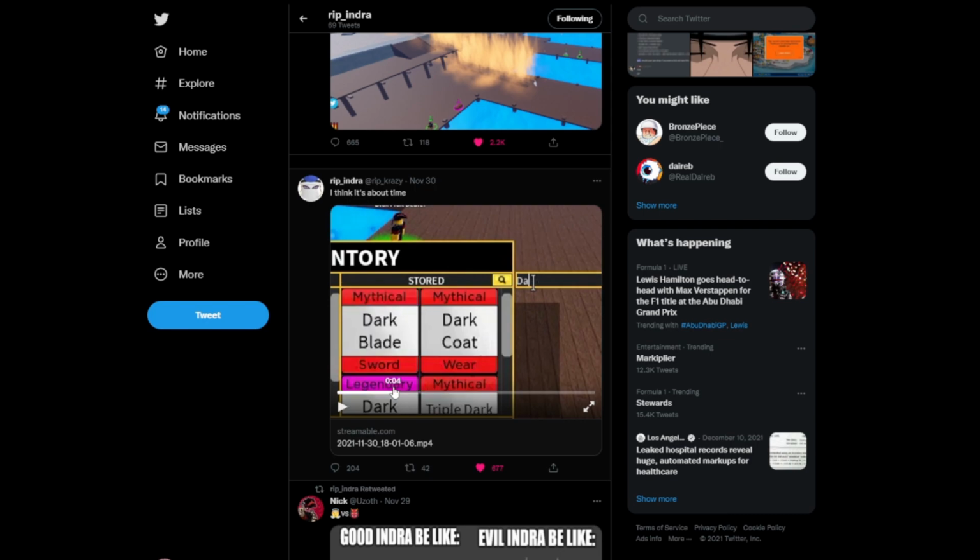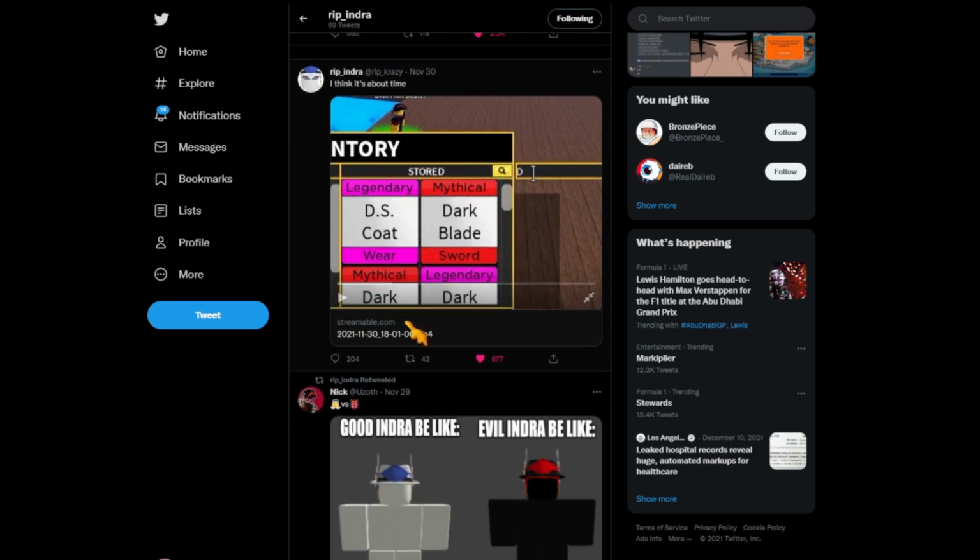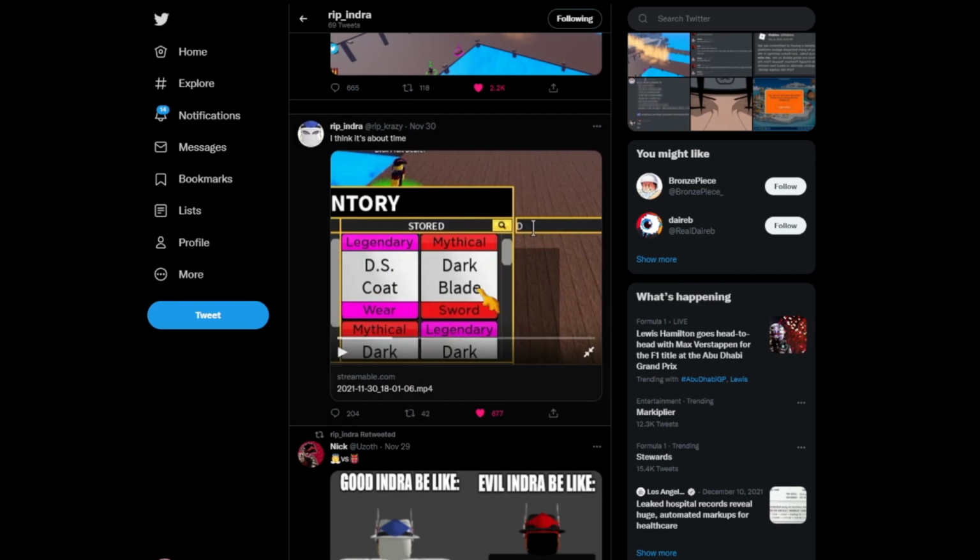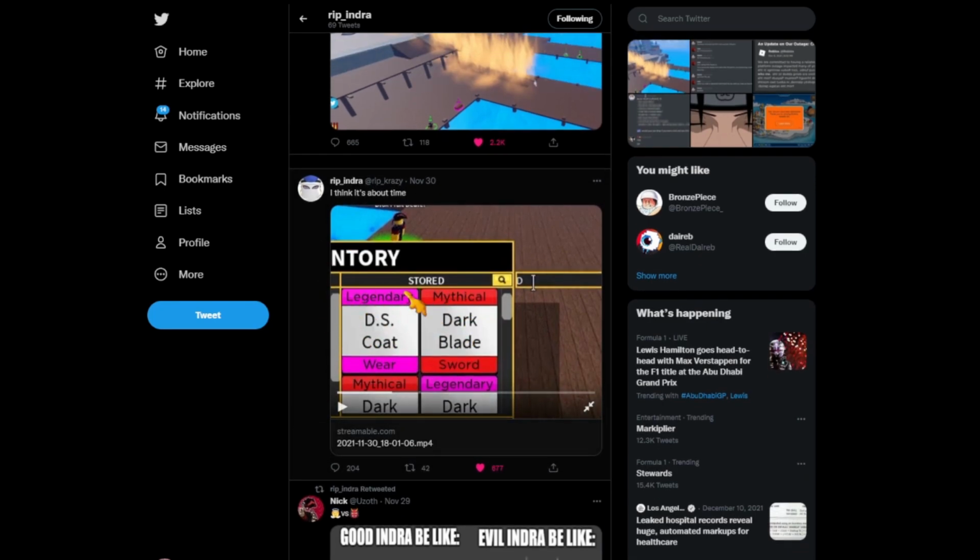Now, let me show you this right here, the DS coat. A lot of people have been looking at this and trying to guess what this could be, and no one really knows, but I think I got this figured out. I think I know what the DS coat actually is.